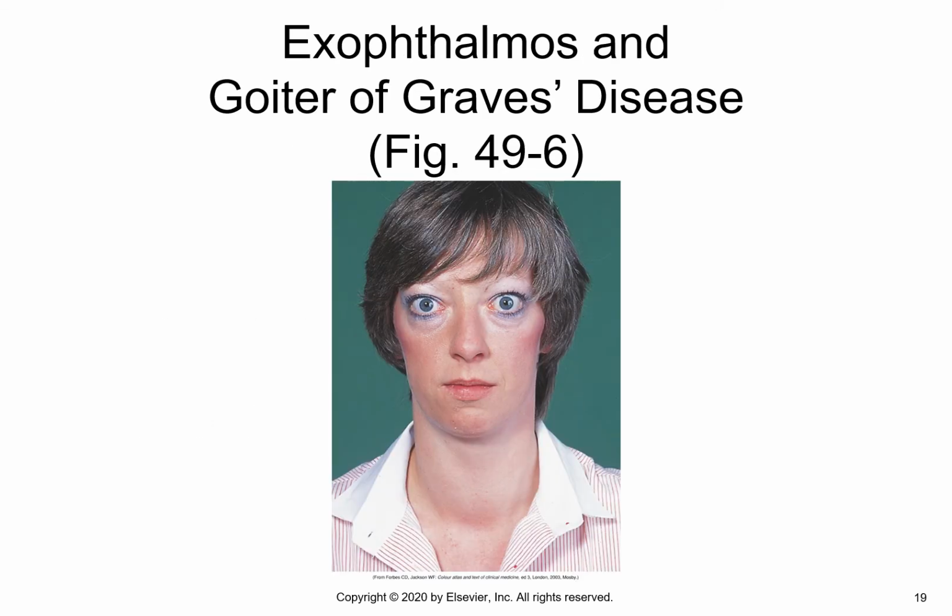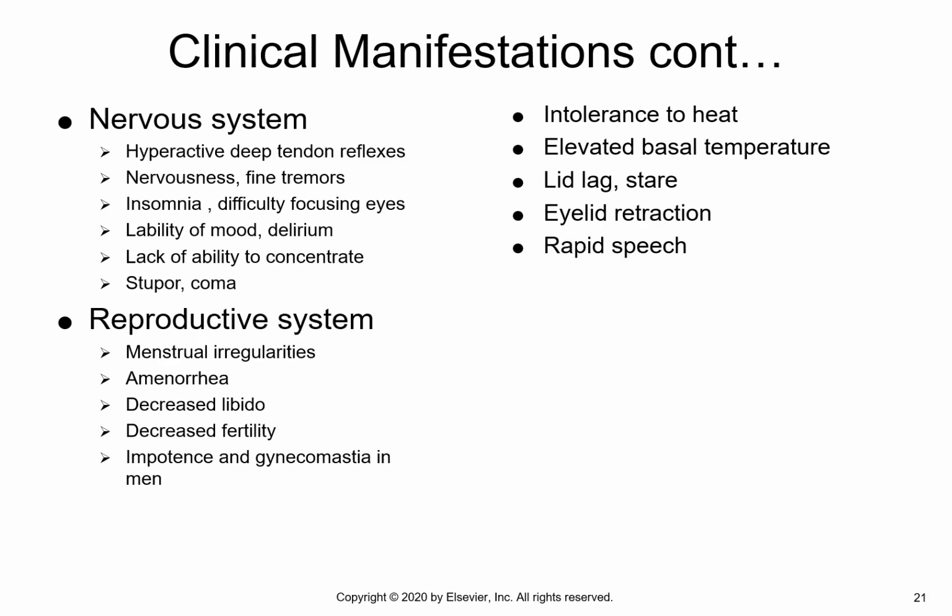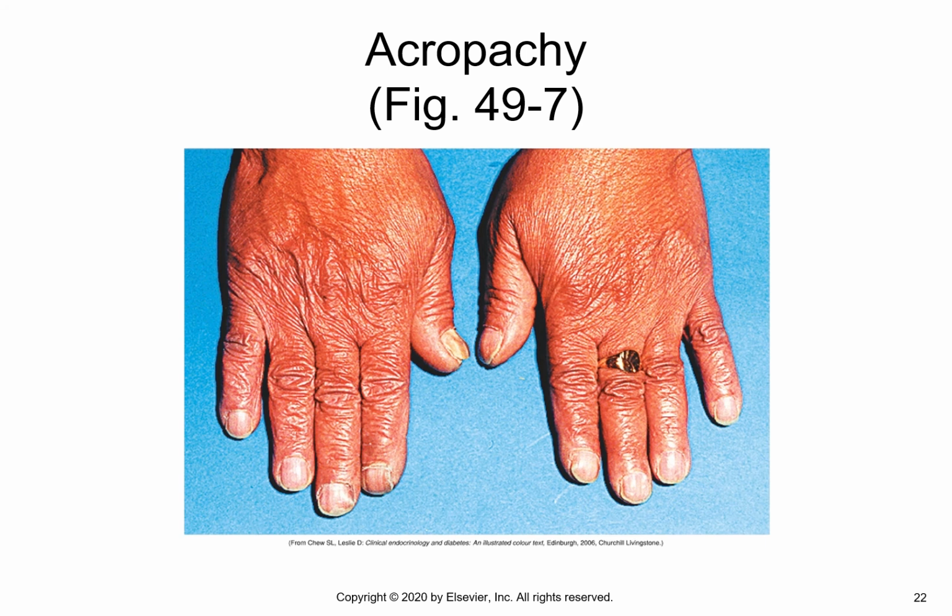So here is a picture of someone who has exophthalmos and a goiter, both. In your book, you're going to review Table 49.6. This is going to go over both of these next two slides. Here's a picture of the acropachy, which is the clubbing of the fingers related to hyperthyroidism.